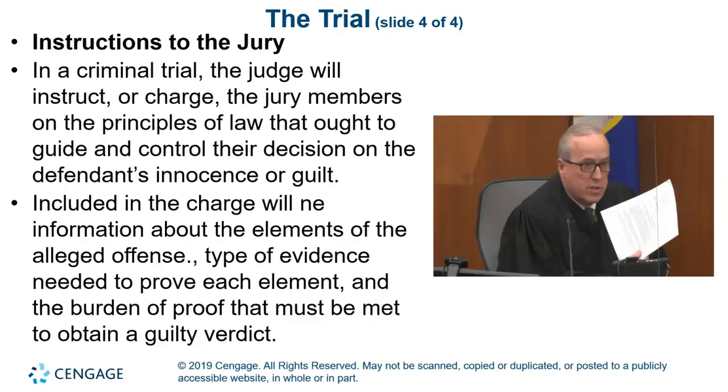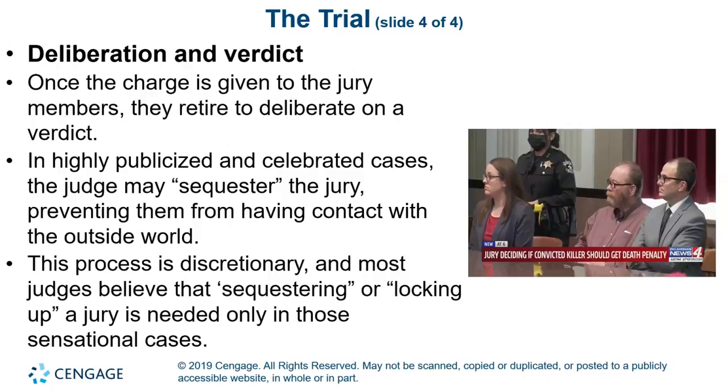After this, you have instructions to the jury. So in a criminal trial, the judge will instruct or charge the jury members on the principles of law that need to be followed and guide and control their decision on the defendant's innocence or guilt. And included in the charge will be information about the elements of the crime, the offense, the type of evidence needed to prove each element, and the burden of proof that must be met in order to obtain that guilty verdict. After this, they basically deliberate.